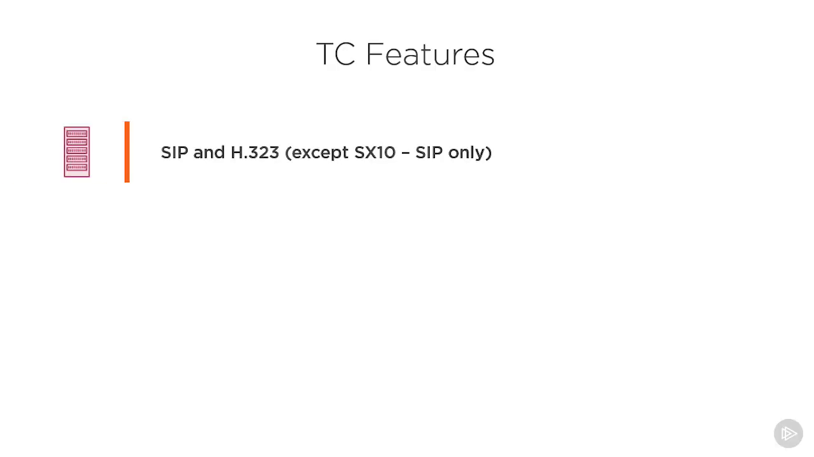Some of the features that make up these products are the protocols that they can use. They can use SIP and they can use H.323, except for one of them, the SX10, one of the endpoints that we're going to take a close look at in the upcoming modules. Well, that one only uses SIP. All of the others can use a variety of H.323 and SIP, and because of that, they can register to Unified Communication Manager and VCS.